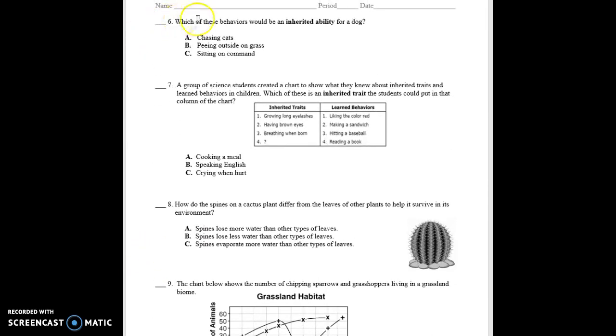Number 6. Which of these behaviors would be an inherited ability for a dog? A. Chasing cats. B. Peeing outside on grass. C. Sitting on command.